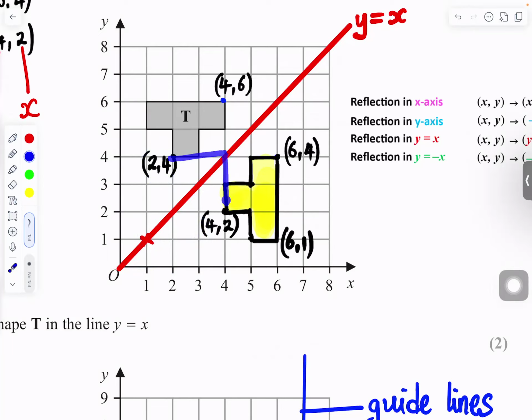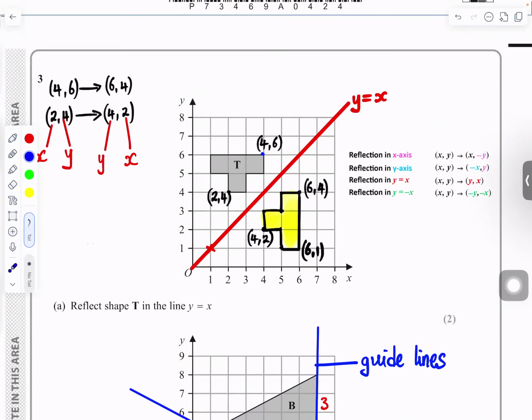onto the red line, the y equals x, 2, 4 becomes 4, 2. So think about it this way. It was 2 first and then 4. Now the next point becomes 4, 2. So what has happened is the x and the y have swapped.